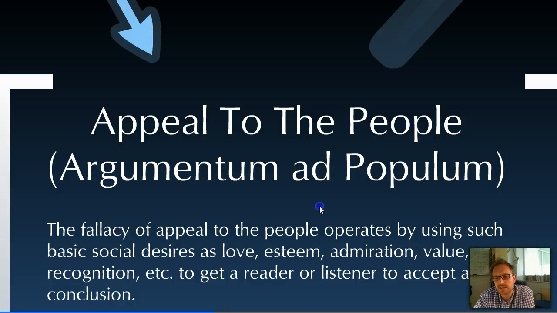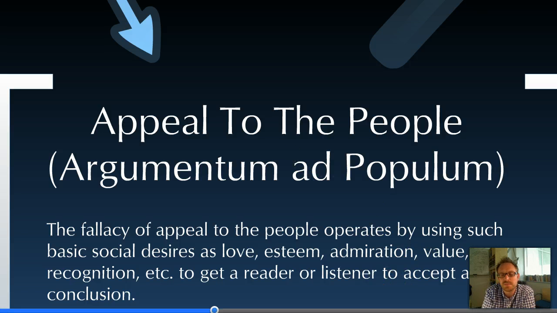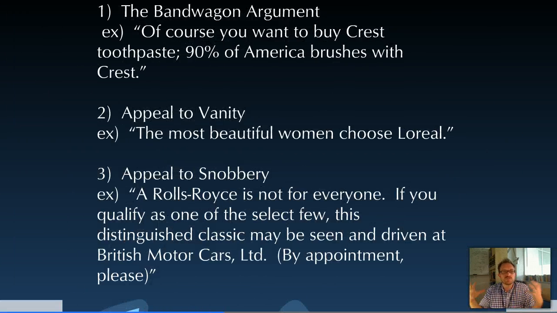Another famous argument here is called the appeal to the people, or the argumentum ad populum. This is essentially the popular fallacy, which advocates the idea that you should agree to a specific conclusion, and you should do so because of an emotional appeal to social desires like love, esteem, popularity, admiration, etc. Right? This is essentially using a sort of groupthink against you.